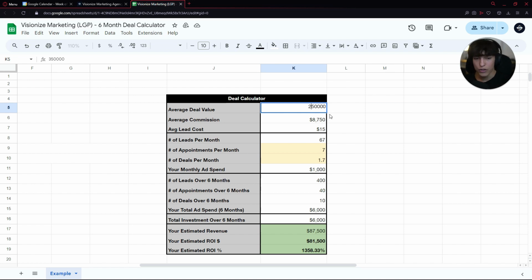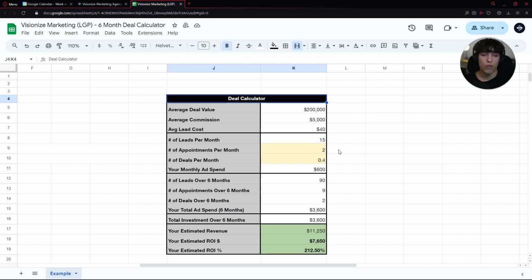Let's say the average house price is $200,000 and your average lead cost with whatever marketing you're doing is pretty high, at $40 per lead, and you're only spending $600 a month on ads. Now, as you can see, you're only going to be getting 15 leads that should bring about 2 appointments, and you're going to be closing less than a deal a month on average.